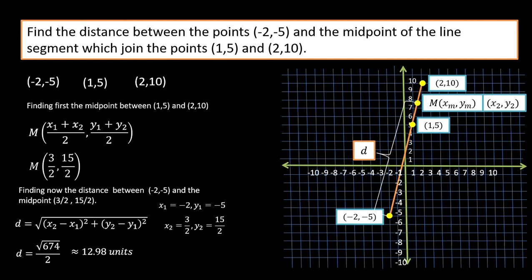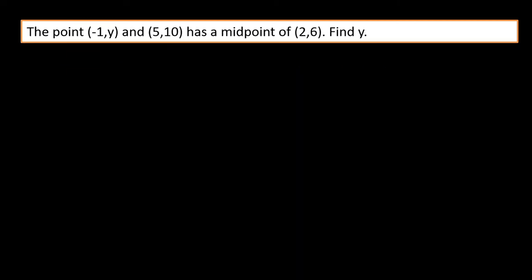Let's try another problem. The points -1, y and 5, 10 have a midpoint of 2, 6. Find y. So we write down -1, y. This one is the x sub 1, this one is the y sub 1, and the 5, 10 is the x sub 2 and the y sub 2. And the midpoint is 2, 6.